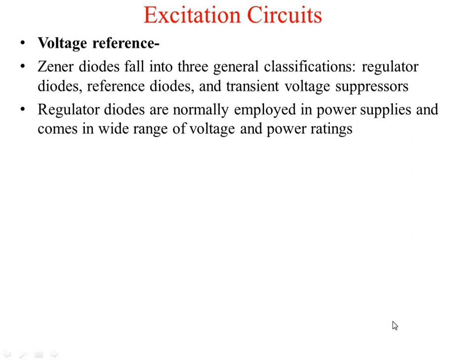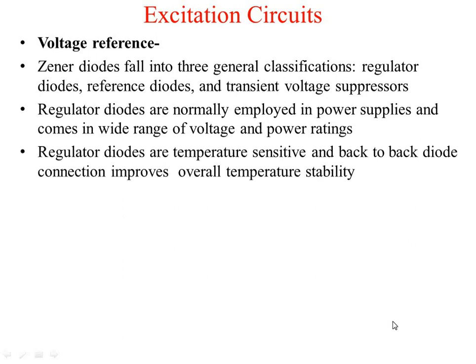So regulator diodes are normally employed in your power supplies, and they come with a wide range of voltage and power ratings. If you want a specific voltage, because it is susceptible to temperature, even though the temperature is varying, your power supply is supposed to have an output voltage within a specified, limited range only. So that's why regulator Zener diodes are specifically used in such kind of power supplies.